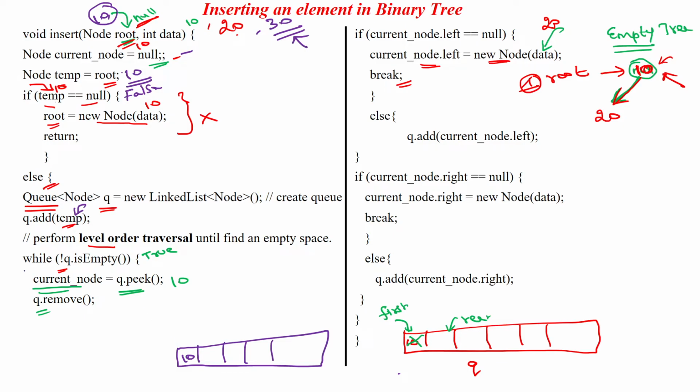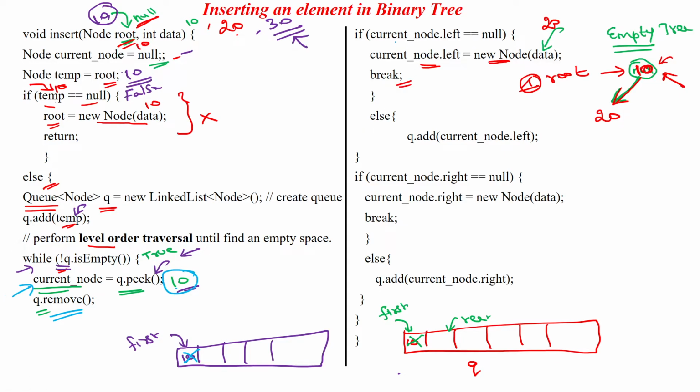Then we are checking whether the queue is empty or not empty. Not empty, so the condition is true. So now we are accessing the first value in the queue, which is 10. So 10 is assigned to current_node. Now we are removing the 10 from the queue, and that is assigned to current_node. Current_node is now 10.